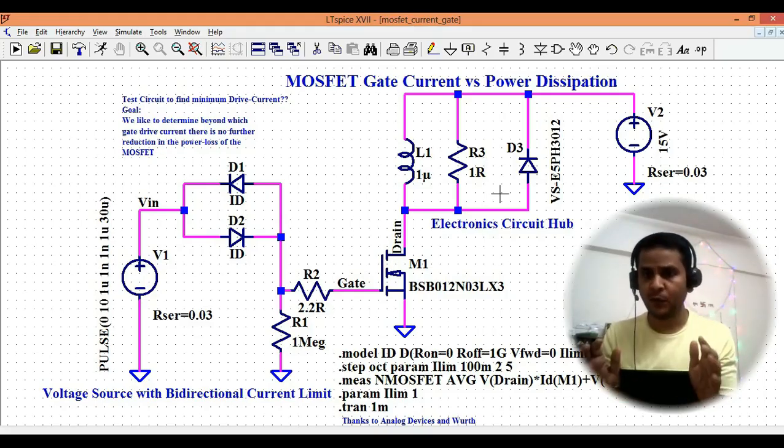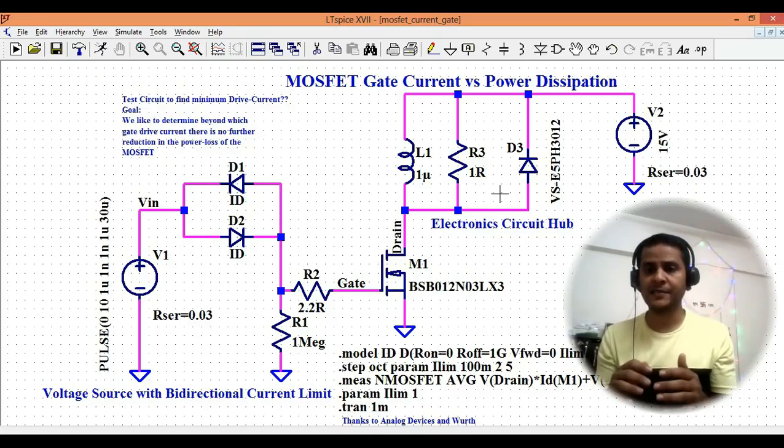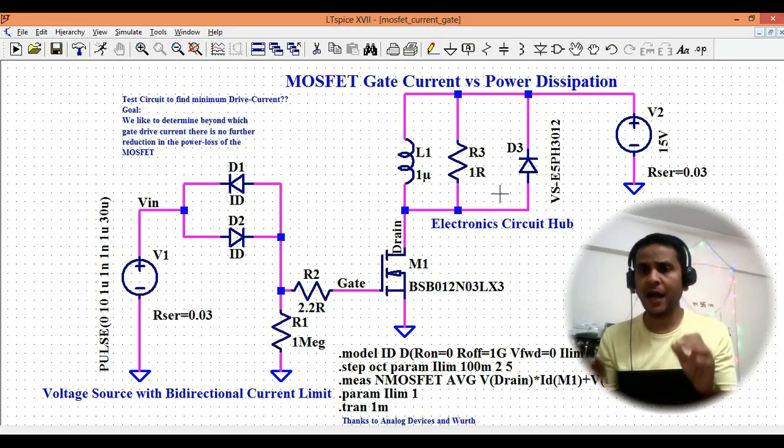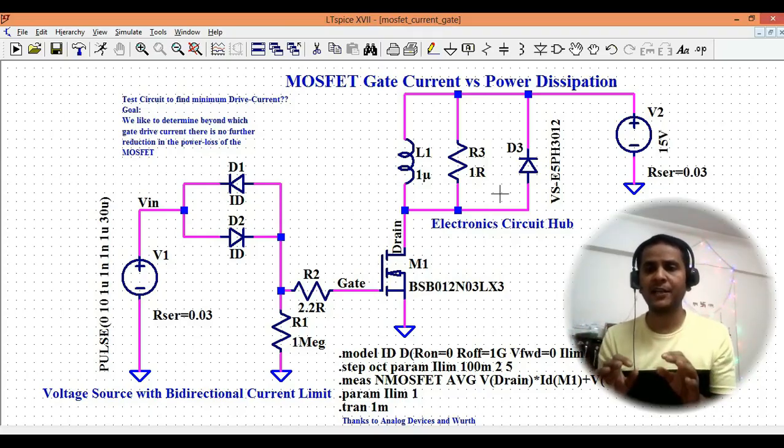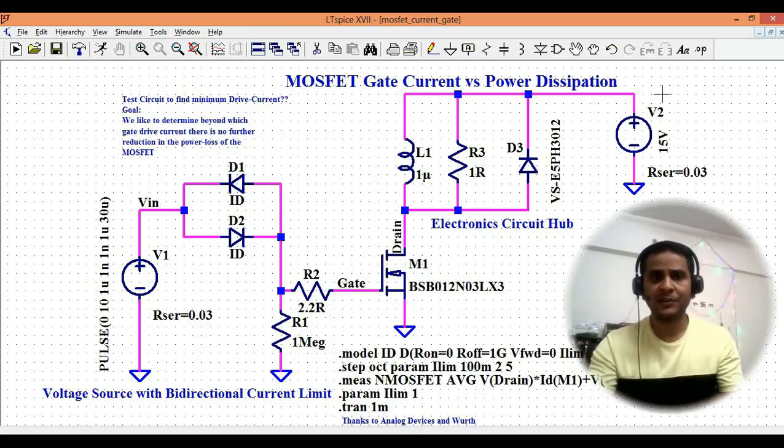What if you don't use the required gate current? How much is the power dissipation, and what is the minimum gate current you require to dissipate less energy in the MOSFET? So first let us understand the circuit.